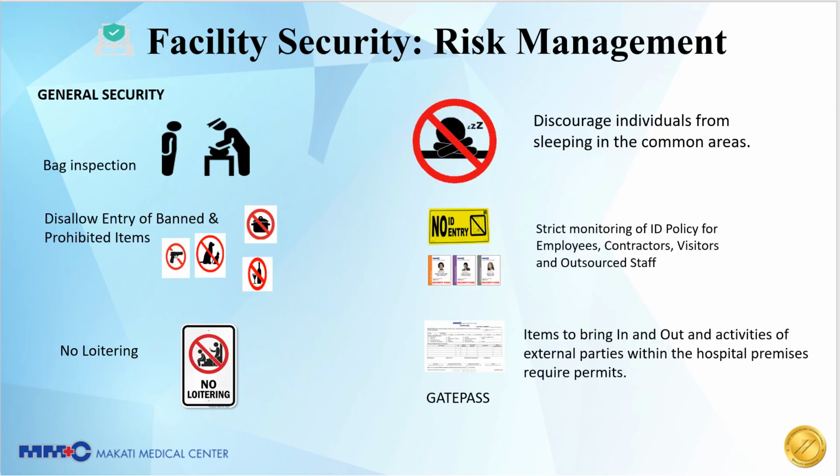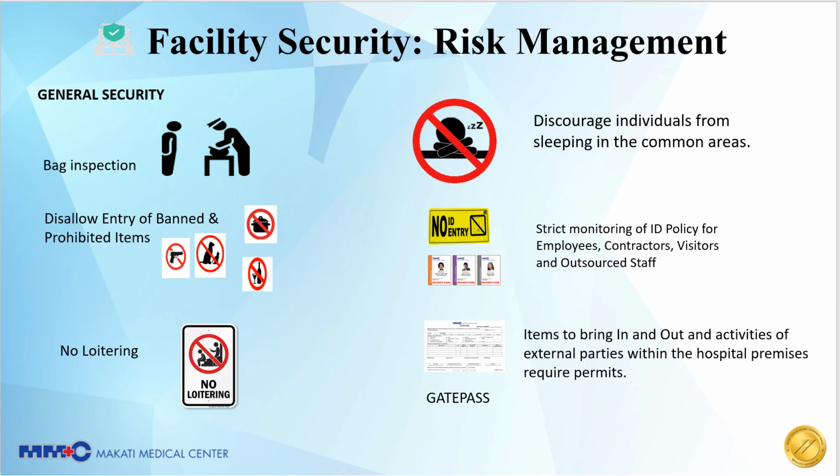The role of the general security is to ensure facility security, including but not limited to the implementation of bag inspections, disallowing the entry of banned and prohibited items like deadly weapons, firearms, cooking devices, and liquor. Also, unofficial loitering or no official business within the hospital is being controlled.